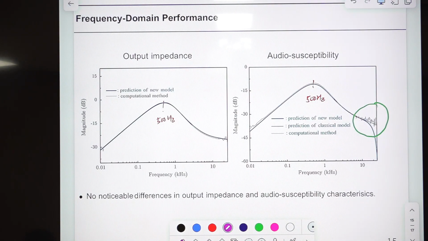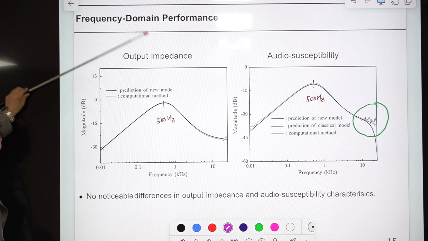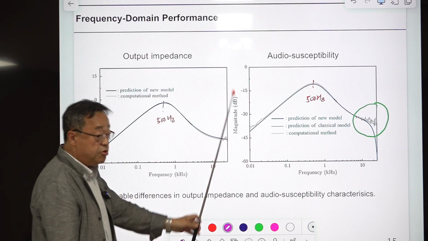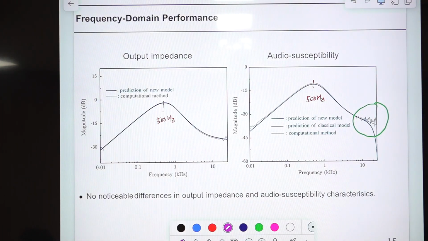And this is the result of output impedance prediction, new model and the classical model. Everything remains the same, and there's a peaking. Of course, this is the 0 dB crossover frequency of the loop gain. That is the typical case.